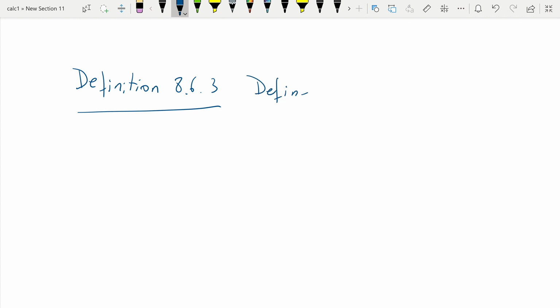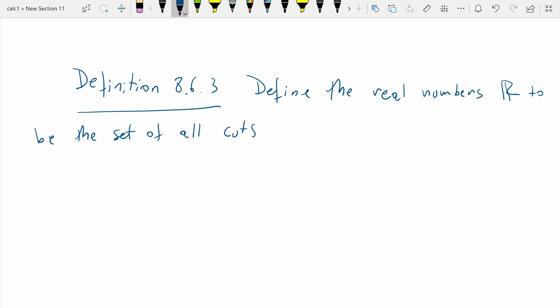And so we're going to define the real numbers, we're going to denote it R, with familiar symbol, to be the set of all cuts in Q. Okay, so the real numbers will correspond to, every real number will correspond to a subset of Q.